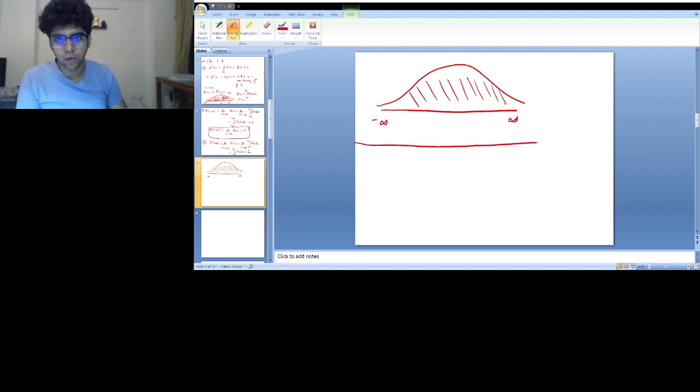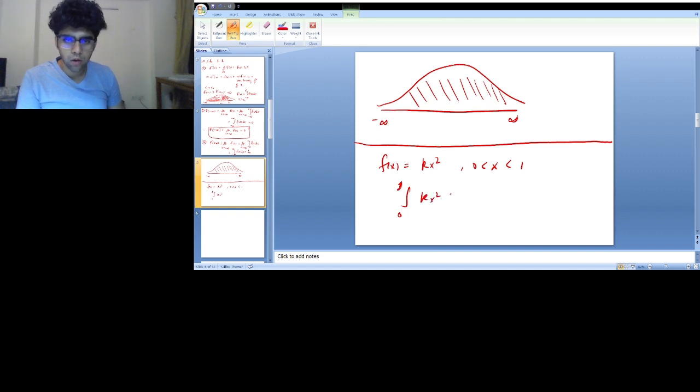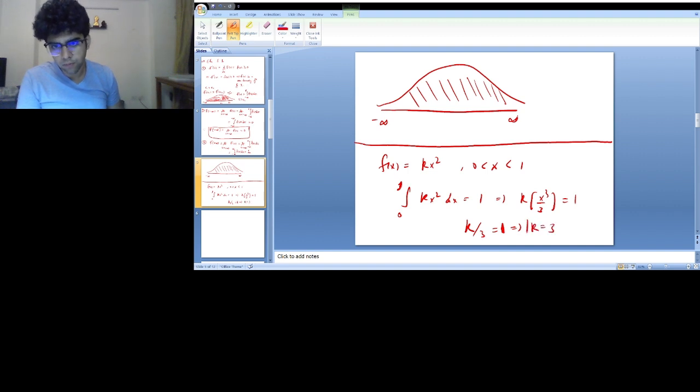Now let's just take one example and try to prove all of these properties. Let my f(x) be kx square, where my x lies between 0 and 1. So let's just find the value of k first. For finding the value of k, I just need to integrate this over the limits of x. So this gives me the integral from 0 to 1 of kx square dx, and this should be equal to 1. This implies that k x cube upon 3 is equal to 1, which gives me k by 3 is equal to 1, which implies that my k is equal to 3.